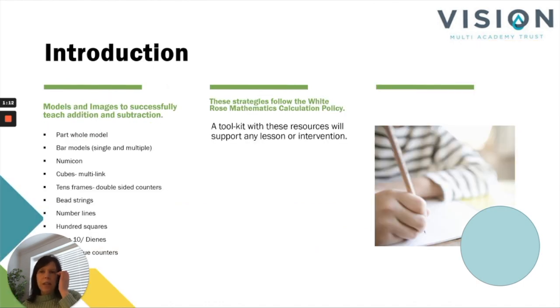As an introduction, the toolkit I just previously mentioned, here are some things that you could have readily available for the children you are working with. Part whole models, bar models, single and multiple will be really useful. Numicon, multi-link cubes, tens frames, double-sided counters, the red and the yellow plain ones for your tens frames, bead strings, number lines, 100 squares, base 10 Dienes, and the place value counters are really useful as well.